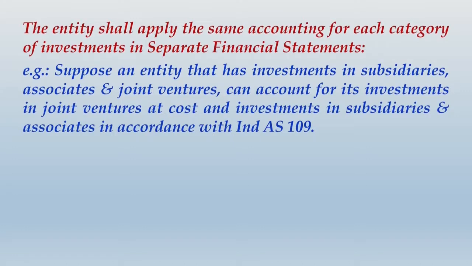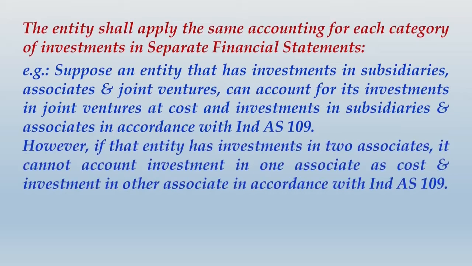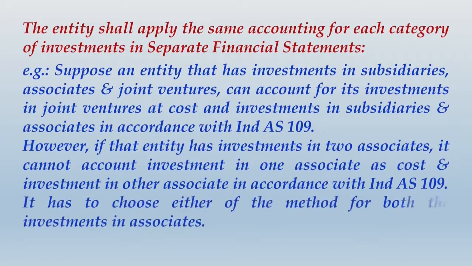So what you are reading is just an example given over here. However, if that entity has investment in two associates, it cannot account for investment in one associate as cost and investment in another associate in accordance with Ind AS 109. It has to choose either of the methods for both the investments in associates.